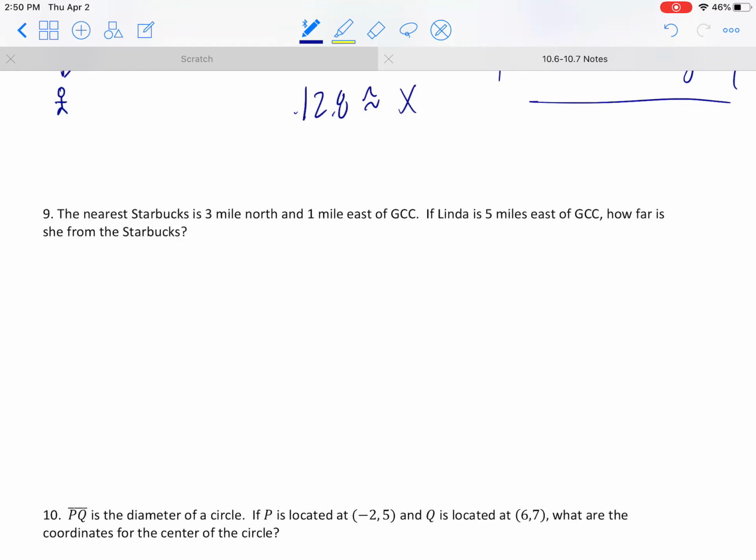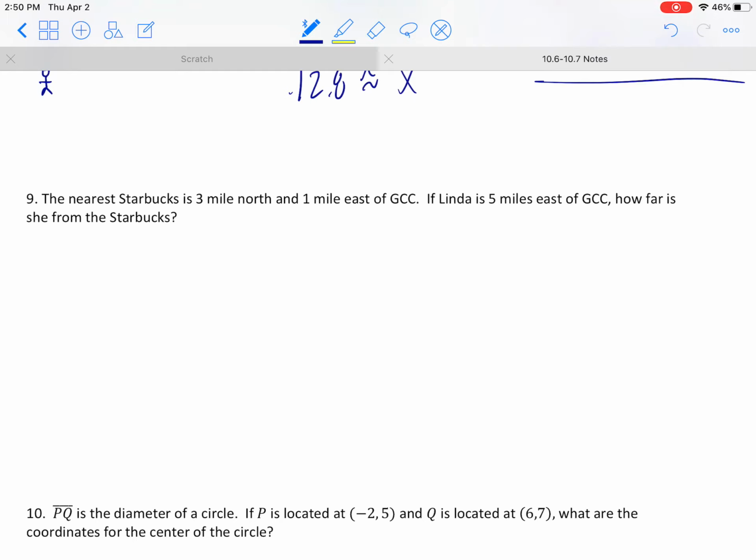The nearest Starbucks is 3 miles north and 1 mile east of GCC. If Linda is 5 miles east of GCC, how far is she from Starbucks? I don't know about you, but when I'm looking at this, I'm seeing an ordered pair. 3 miles north, 1 mile east. So Starbucks, just to give us some reference here, is 3 miles north, 1 mile east.